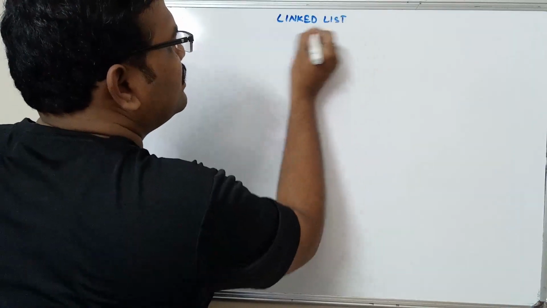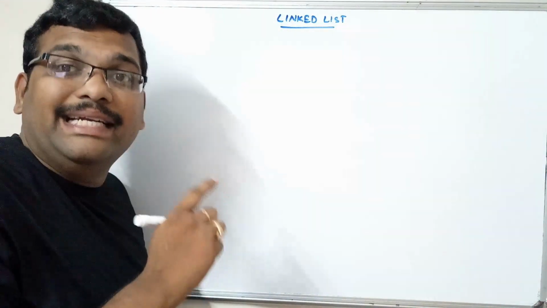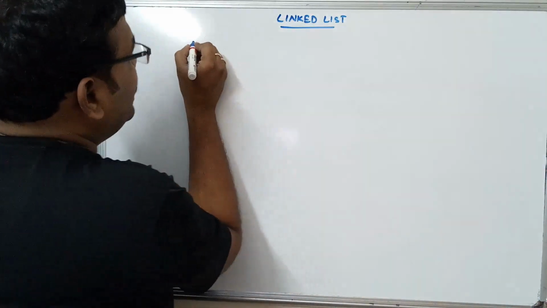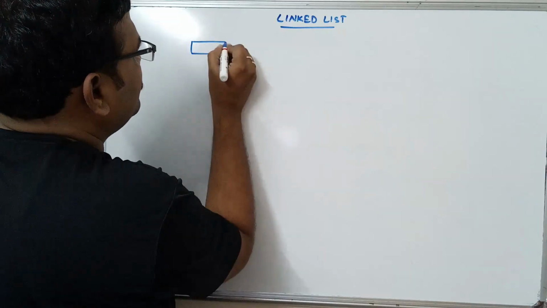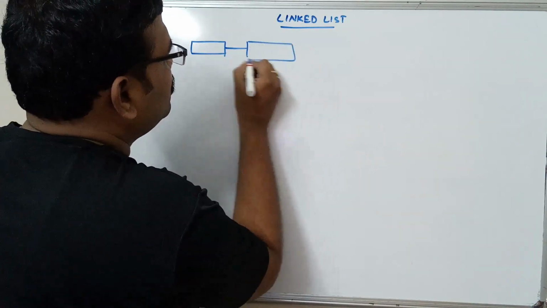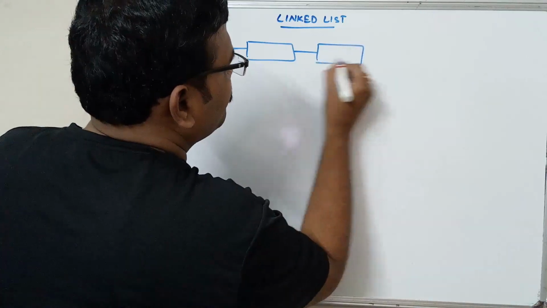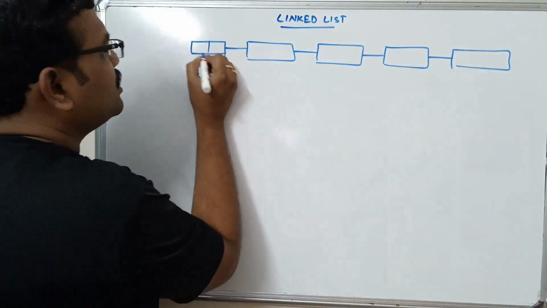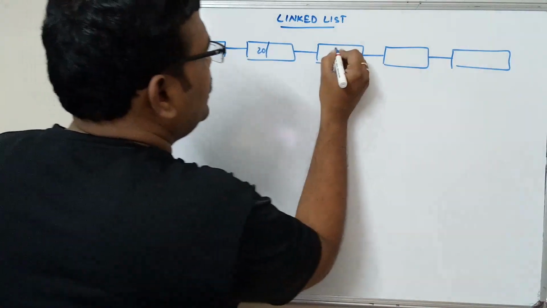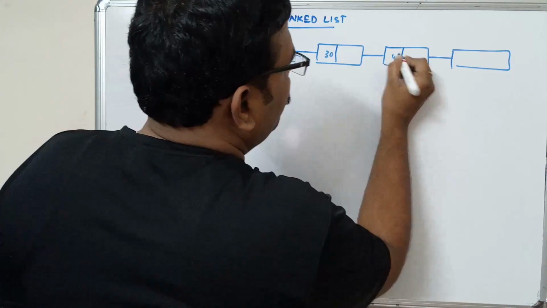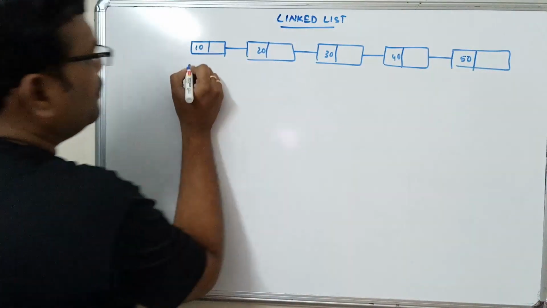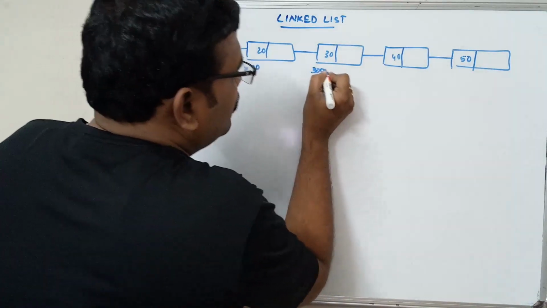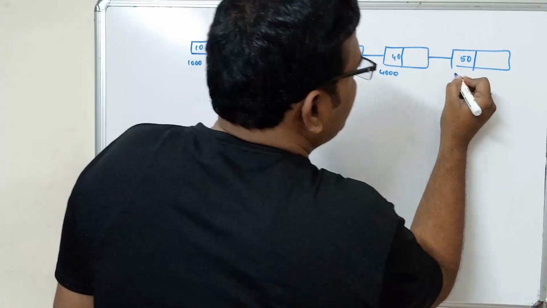So in that linked list we are seeing the deletion operation. First let us see the existing linked list. Let us consider 5 nodes. Let it be, these are the 5 nodes: 10, 20, 30, 40 and 50. The memory addresses are 1000, 2000, 3000, 4000 and 5000.